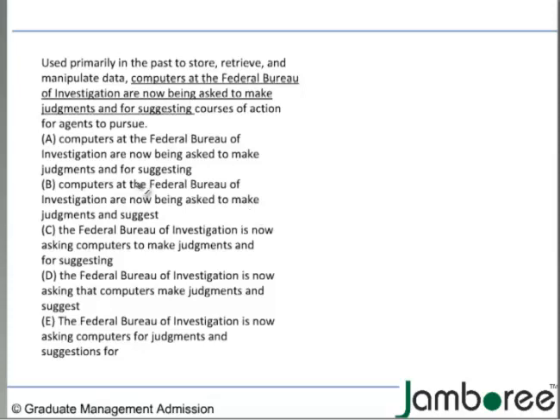Okay, let's see. Let's try. So we see an "and", which is good. So let's try and see what the "and" is joining. The "and" will be joining two or more things, right? So let's find what the two things are. Computers at FBI are now being asked to make judgments. So the "ing" does not work for me. Out. Being asked to make judgments and suggest courses. Okay, good. I'll stick with this.